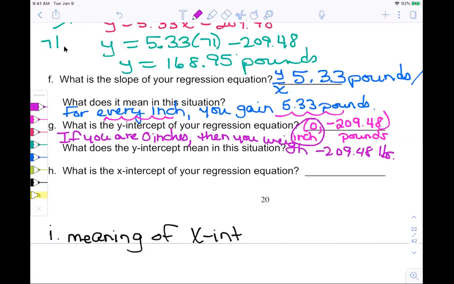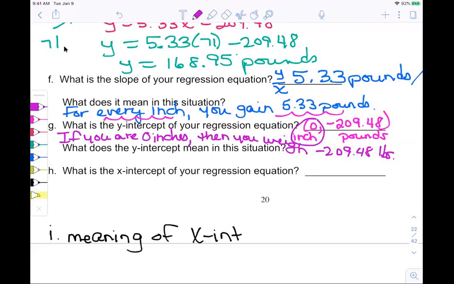Any questions? So think about, what's the 0 represent in the ordered pair? What's the y represent in the ordered pair? Try and write a sentence with it. So if you're 0 inches tall, you're going to weigh negative 209.48 pounds, which we know is impossible. But again, if you're 0, then you aren't around as well. You don't exist. So there's one other question on here, and it's finding the x-intercept.